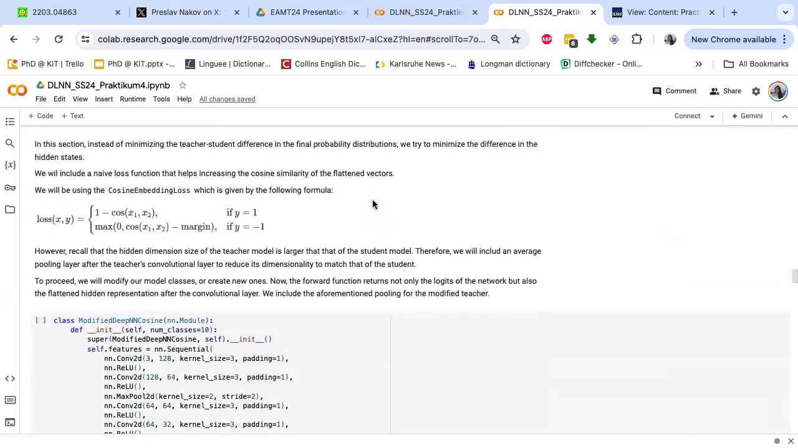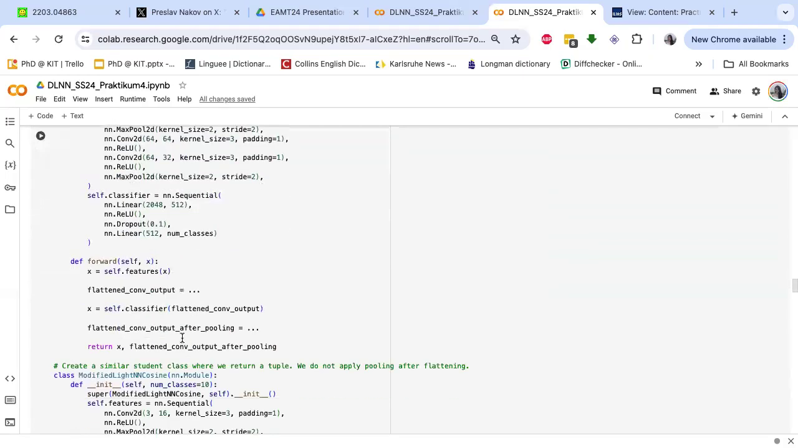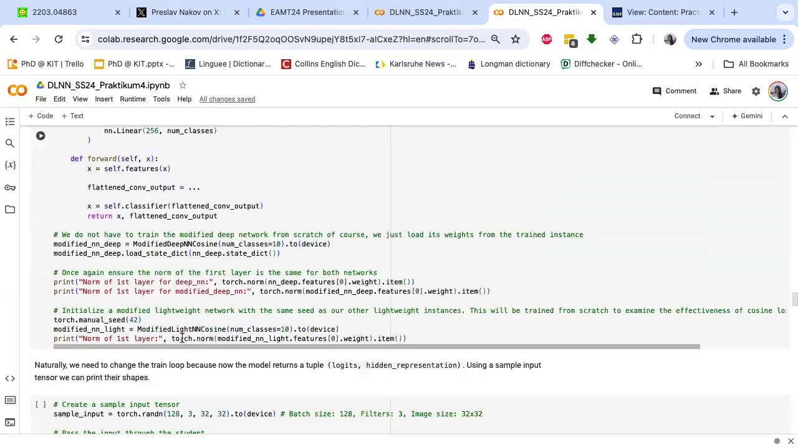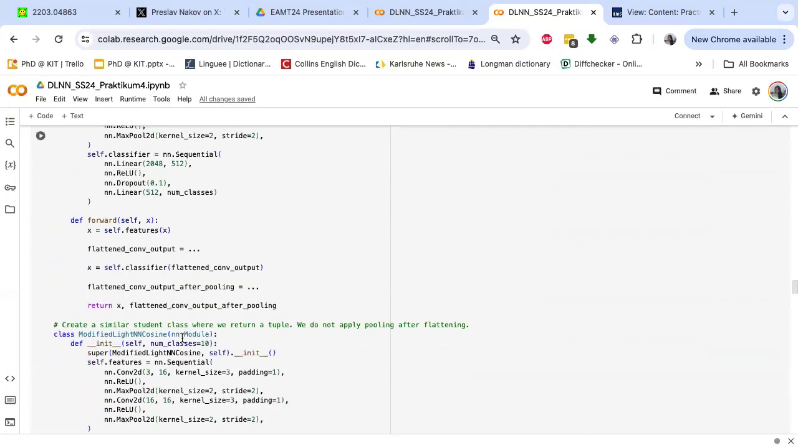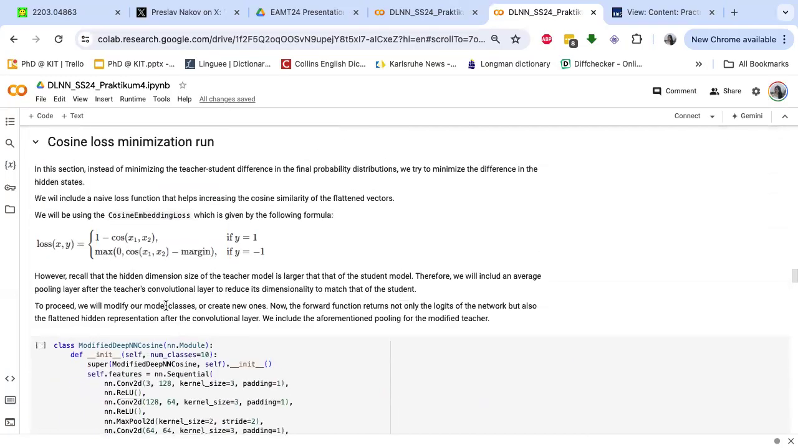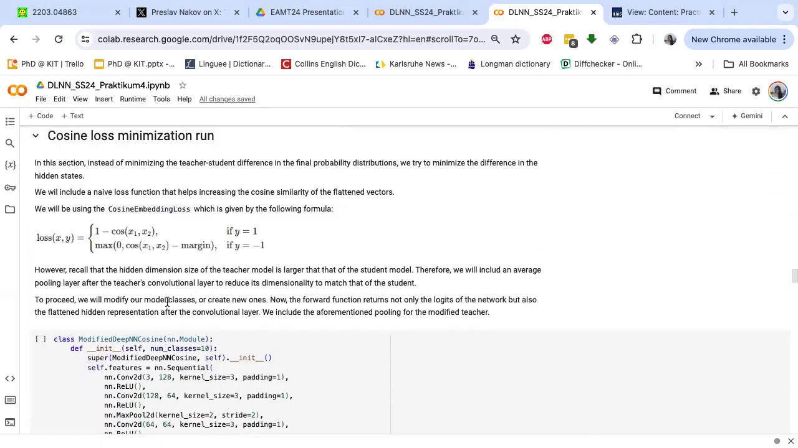So technically, given the two hidden representation vectors from the teacher and the student, we can just use a loss function to minimize the difference between the two vectors. And here we will use the cosine embedding loss. Here's the formula, but then in PyTorch, you can just use the predefined loss, which is somewhere in the code given to you already. So not much to worry about there.